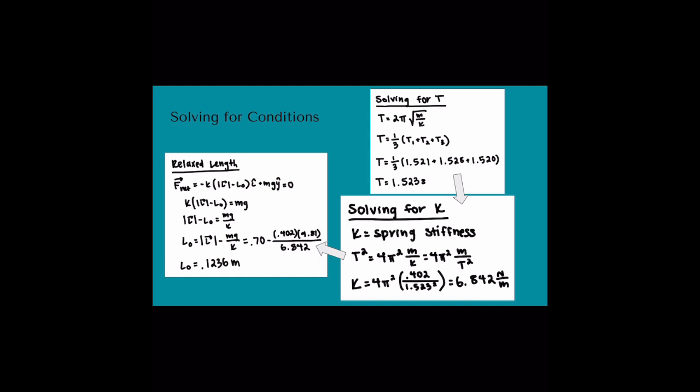First off, we need to find the period of oscillation, which is just the time it takes for the object to complete a full cycle there and back. To do this, I used the graph data and took the average of the first 3 periods, which came out to 1.523 seconds. Next, after solving for the period, we have enough information to solve for the spring stiffness, which was 6.842 newtons per meter. Finally, given all this information, we are able to manipulate this equation to find the relaxed length of the spring, which comes out to 0.1236 meters.